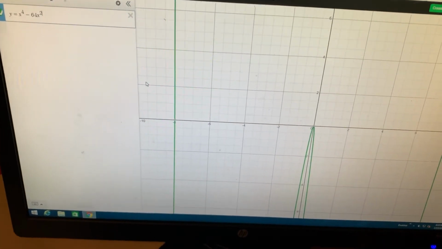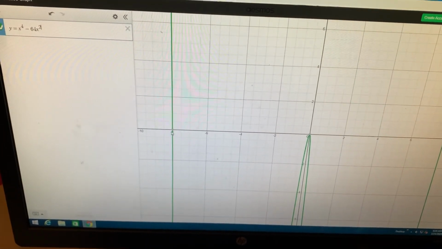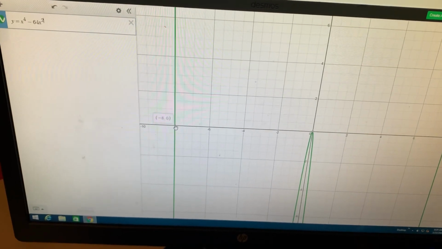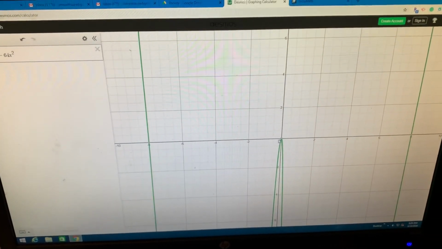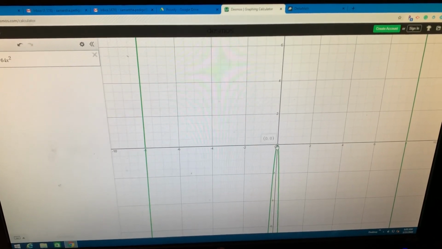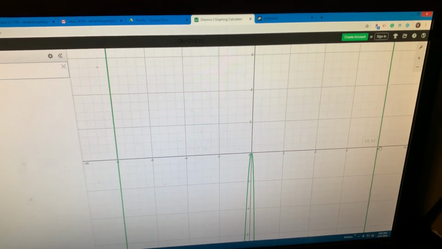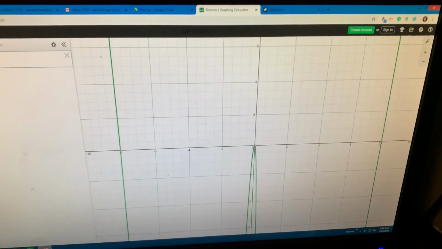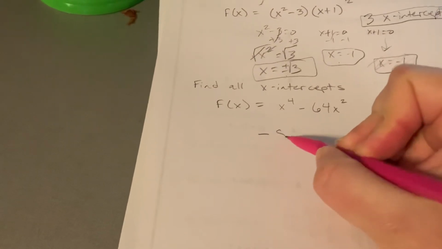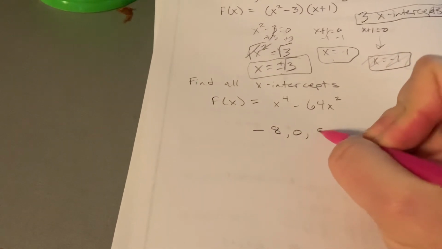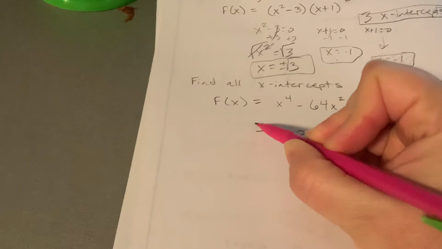Okay, so if I've done this right, all it wanted me to figure out is where it's touching the x-axis. So I'm touching at -8, I'm touching at 0, and I'm touching at +8. So my answers, I was asking where are the x-intercepts. That's -8, 0, +8. Okay?